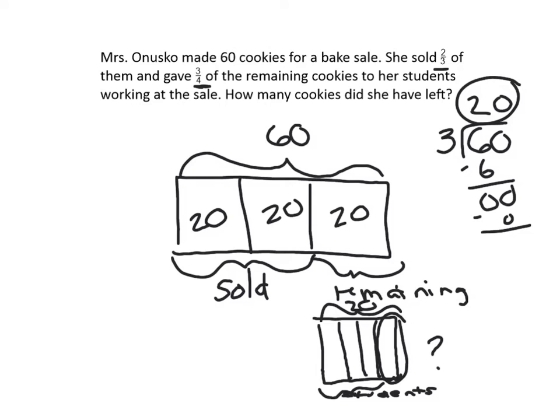So now we have to split that into 4 sections to find out what one of those sections is because that's the answer we're trying to get. So we've got 20 divided by 4, which you should know, which is 5 because 5 times 4 is 20. So each unit here is 5, which means she gave 5 plus 5 plus 5, or 15, to her students, and she had 5 left. So our sentence would say, Mrs. Onusko had 5 cookies left.